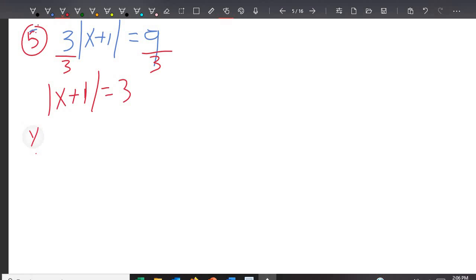So we're going to take the x plus 1 and set it equal to positive 3. x plus 1 equals negative 3. When we subtract 1 from this side, we're going to get positive 2. Subtract 1 from this side, we're going to get negative 4.